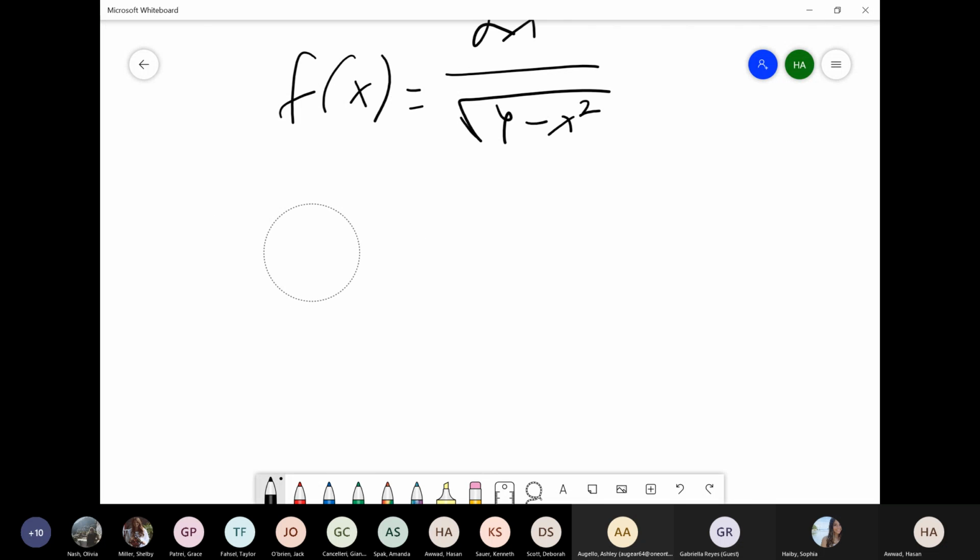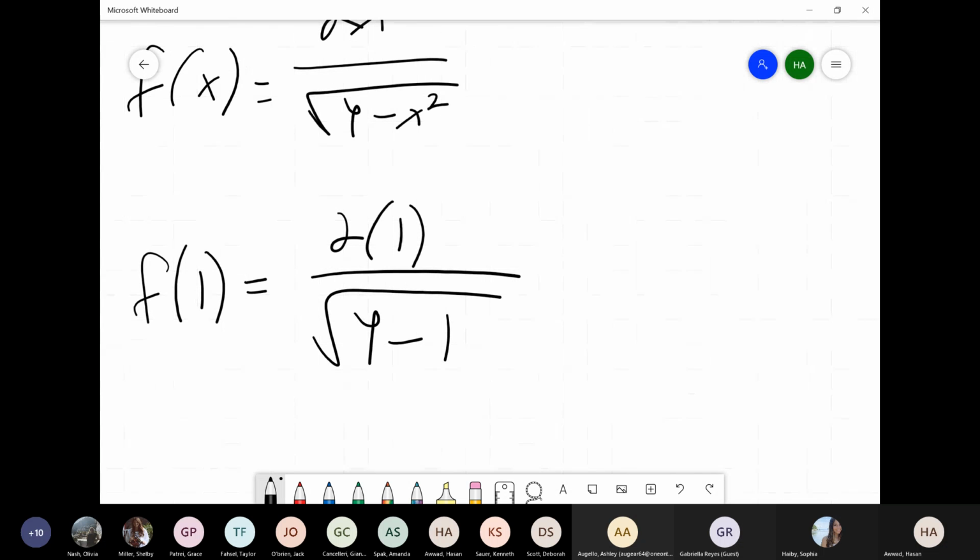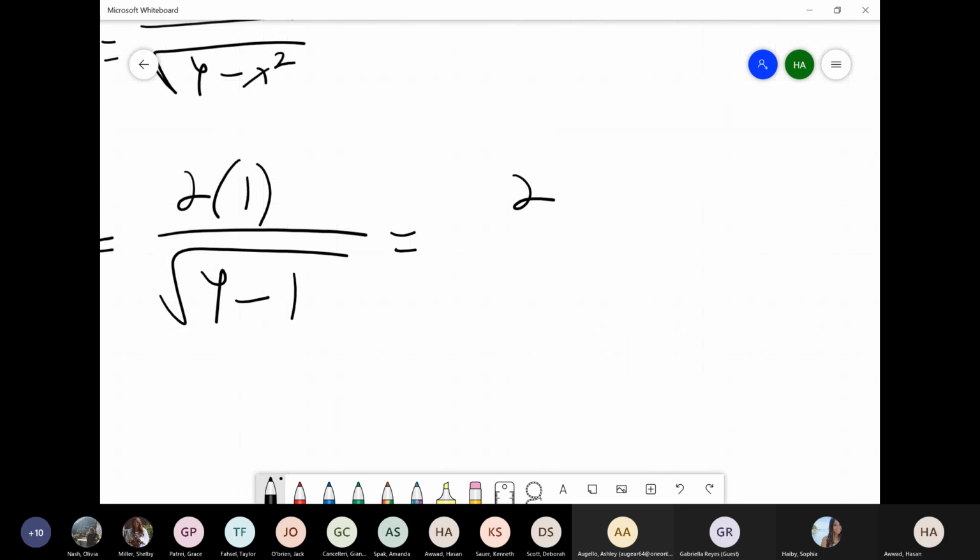Okay, so the next one that we have to do is f of 1, and I'm going to do this one a little bit faster. So f of 1, once again, this means that wherever there's an x, we're plugging in our input. Our input in this case is 1, so we're going to have 2 times 1 up top, and on bottom, we're going to have the square root of 4 minus 1 squared, and 1 squared is also just 1, right? So I can just leave it as 4 minus 1. So 2 times 1 up top is 2. Square root of 4 minus 1 on the bottom is square root of 3.